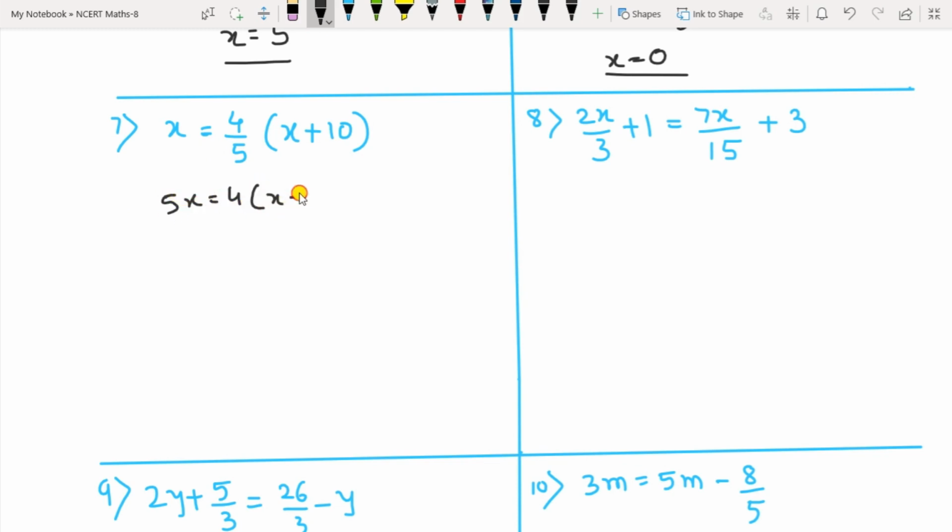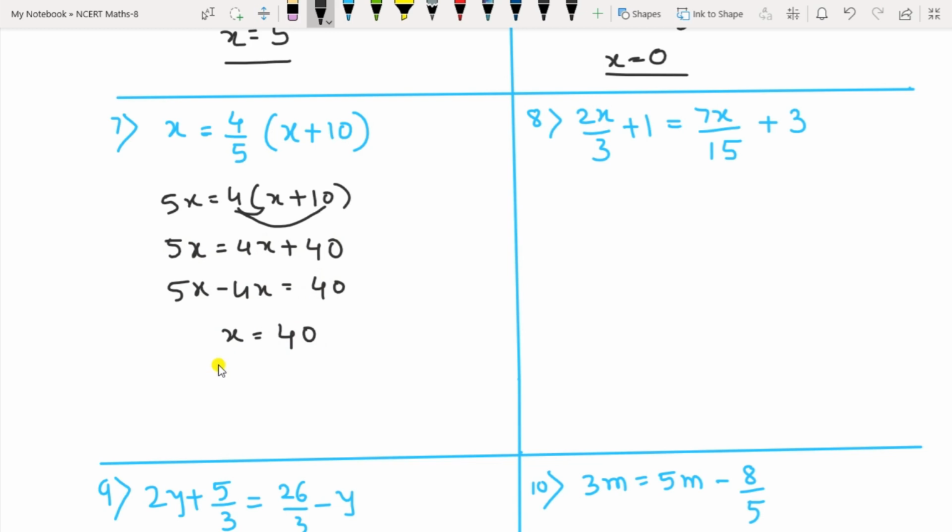Now multiply this 4 inside the bracket, so this one with the x and with the 10. So it becomes 5x equal to 4x plus 40. Now bring the like terms, 5x minus 4x equal to 40. So x equal to 40. 5 minus 4 is 1, no need to write 1 here. So x equal to 40, that is the answer.